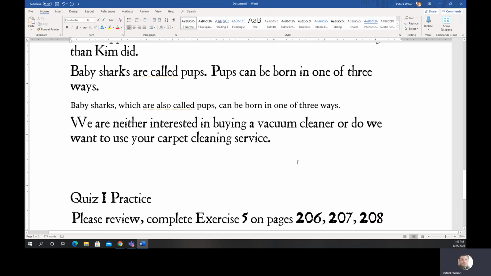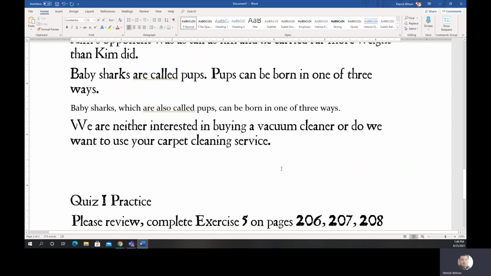Our next sentence deals again with parallelism. If you looked at some of the information in that syntax chapter in your textbook, it gives you a little more information about parallelism, which you probably want to pay close attention to as we lead up to the first quiz. It says, "We are neither interested in buying a vacuum cleaner or do we want to use your carpet cleaning service."